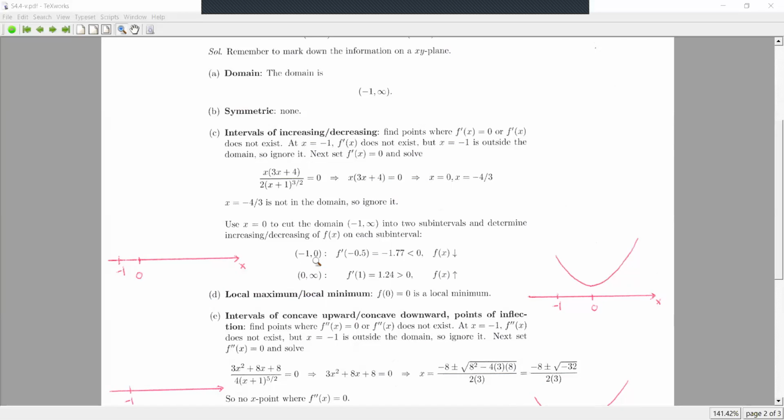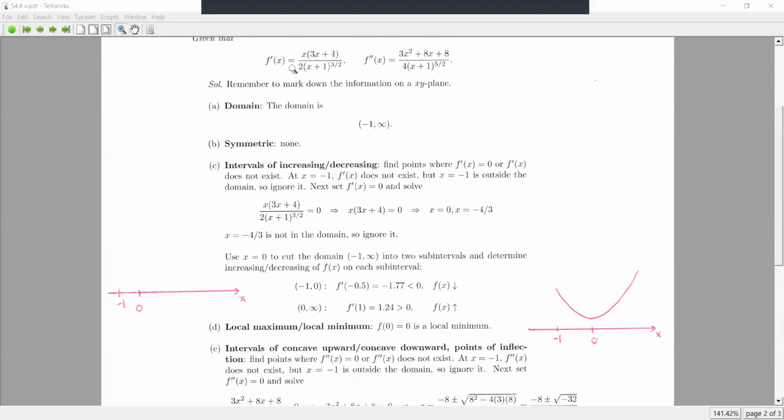In this interval, I arbitrarily pick a point, say negative 0.5, and plug negative 0.5 into the derivative. Then I get negative 1.77, which is less than 0. That is, over this interval, the derivative is less than 0. So the function f is decreasing. The graph is decreasing.